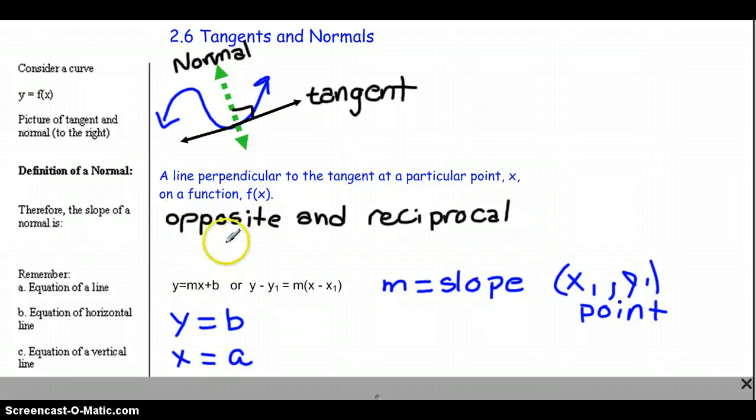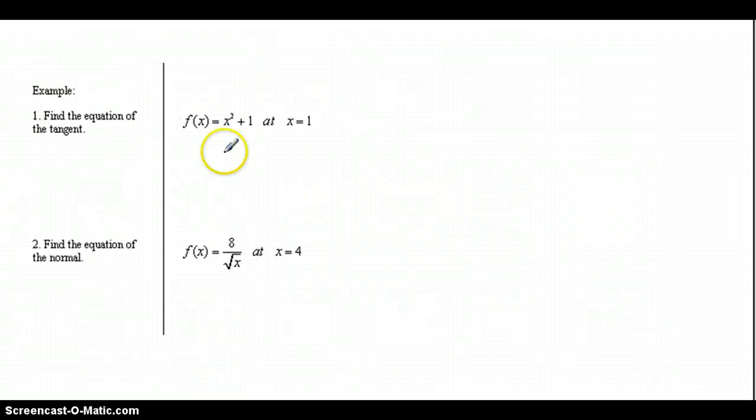So this is a little bit of Algebra 1 review, just so that we know what we're talking about when we get into the problems here. So how do we bring this up to calculus level? Find the equation of the tangent.